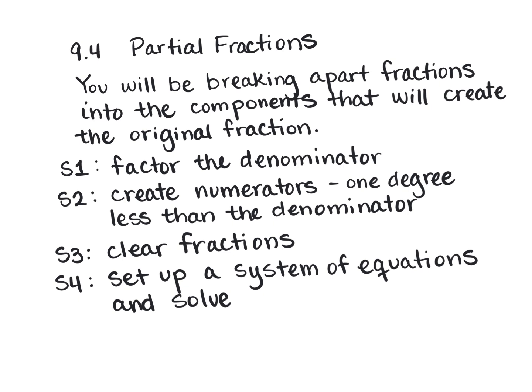There are 4 sets of directions with this. So step 1 is to factor your denominator if it isn't already. Some of your homework questions do go ahead and give that to you in factored form, so you can skip that step. In step 2, you're going to create your numerators. Now, these are always going to be 1 degree less than the denominator, so I'll show you how to do that in our first example. And then you're going to clear fractions, and then you're going to set up your system of equations and solve. So let's get to it and do a few examples.